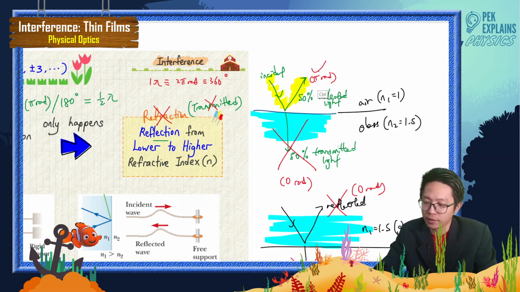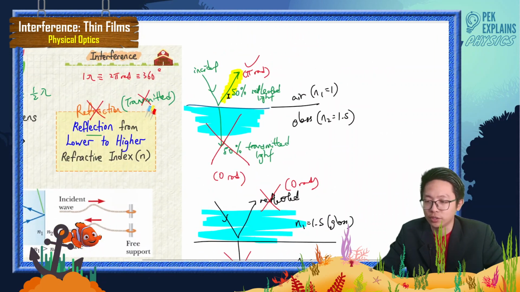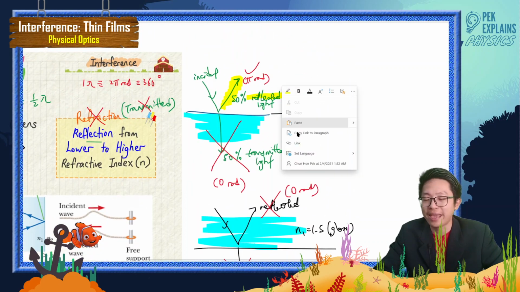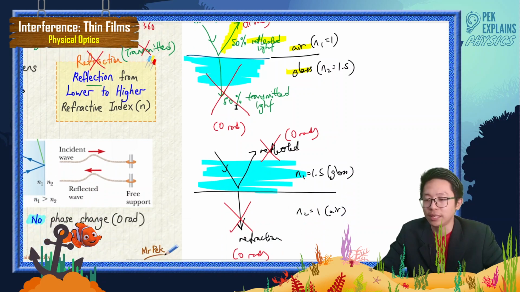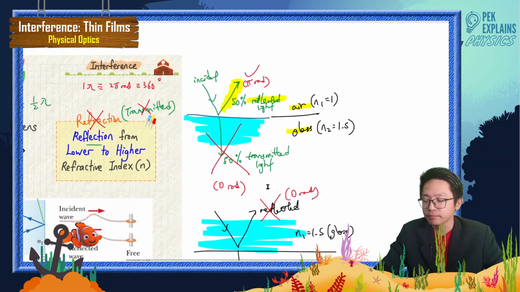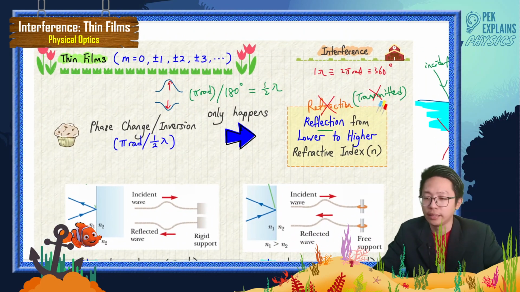What I can say is for this one only. Phase change only happens in this condition. Reflection must be reflected light, and it must be from air to glass, cannot be glass to air. That means from a soft medium going to a hard medium. Reflection gets a phase change of pi radian. So all the other conditions have no phase change. Understand? Okay, we will look at that later on. Phase change only happens during reflection from lower to higher refractive index.